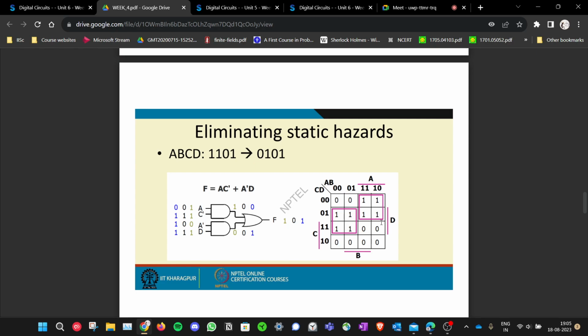Now, why does static hazard occur? Previously I told you, right? The literal and its complement can take the same value. So this thing has an a.